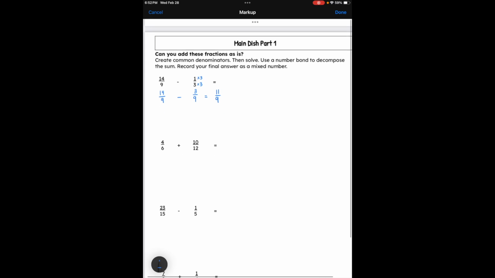In our directions above, it does want us to use a number bond to decompose the sum or difference and to record our number as a mixed number. So I'm going to pull out a whole, leaving 2/9 left over. So my mixed number is going to be 1 and 2/9.